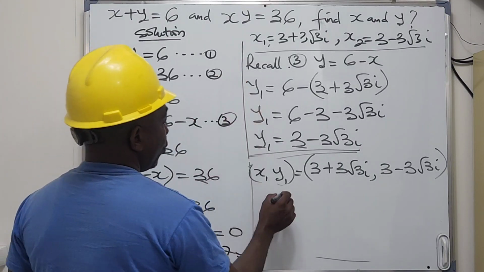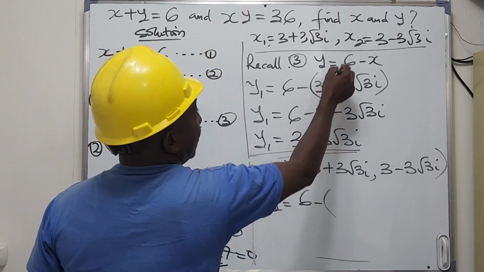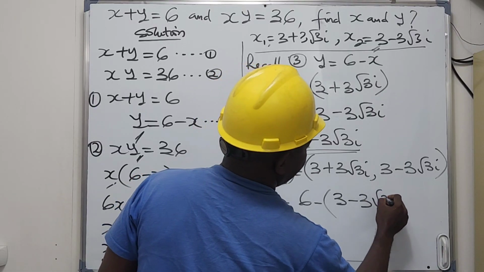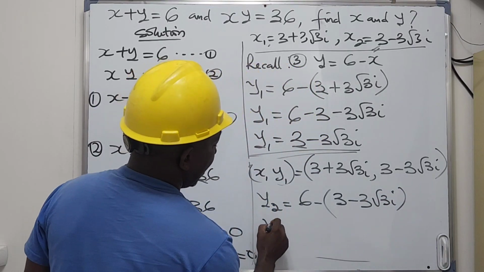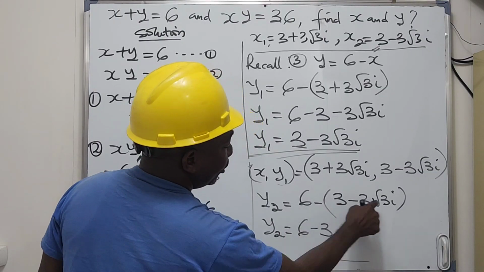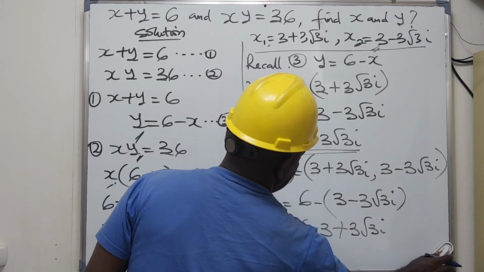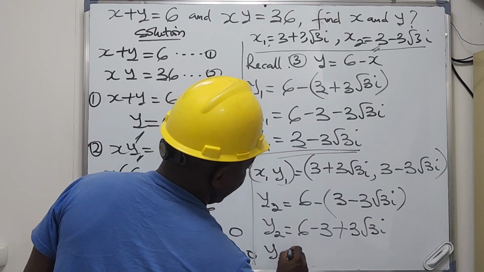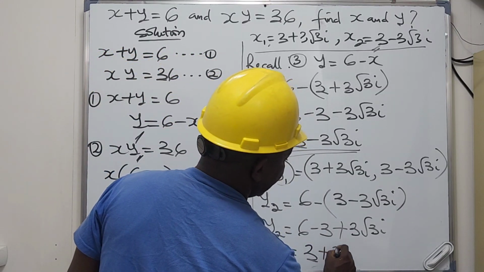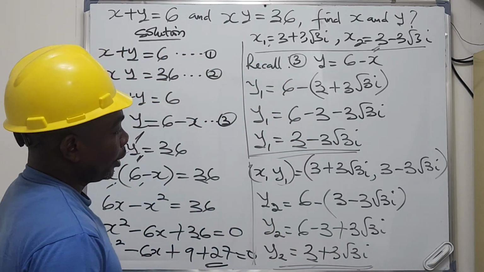Then for x2, y2 will become 6 minus, in the place of x2 we have 3 minus 3 root 3i. So expanding this, we have y2 equals 3 minus into this, we have minus 3, then minus into this, we have plus 3 root 3i. When we evaluate this, this is going to give us y2 equals 6 minus 3, which is 3, plus 3 root 3i. So this is the value of y2 that we have.